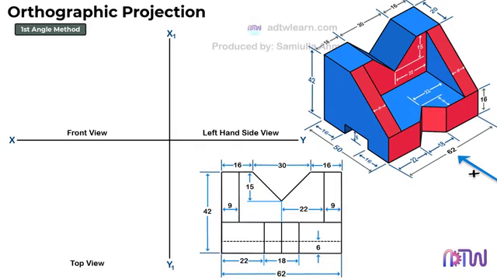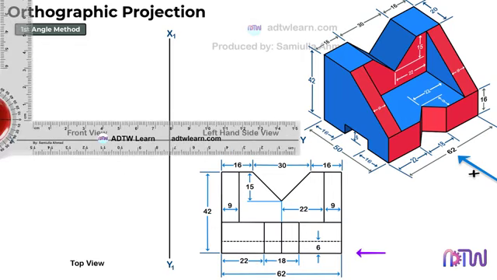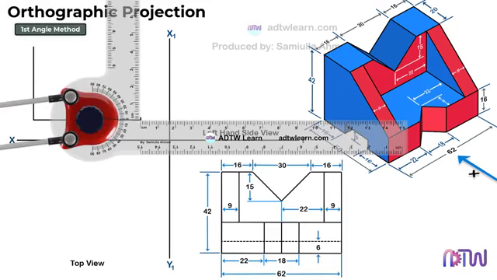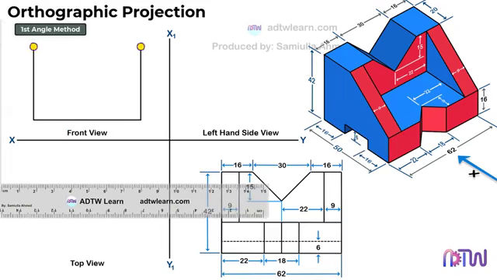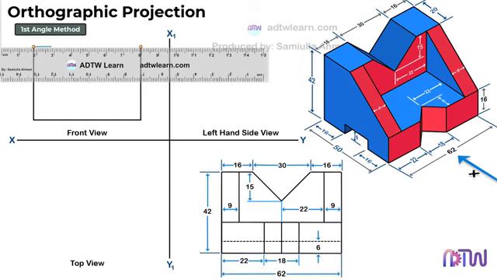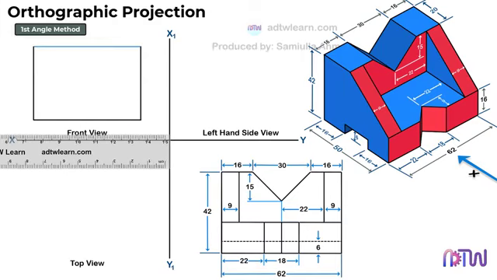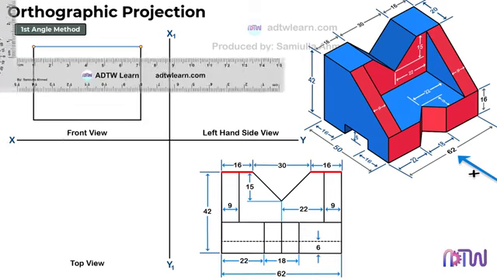Let's start drawing. Take a drafter and draw a horizontal line of 62 mm. And draw a vertical line of 42 mm from the endpoints of this line. And join these 2 points with a light line. We can see the length of these lines as 16 mm. Therefore, take a drafter and draw a horizontal line of 16 mm from these 2 points as shown.